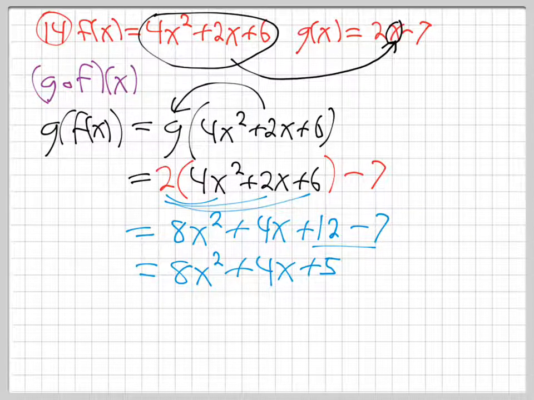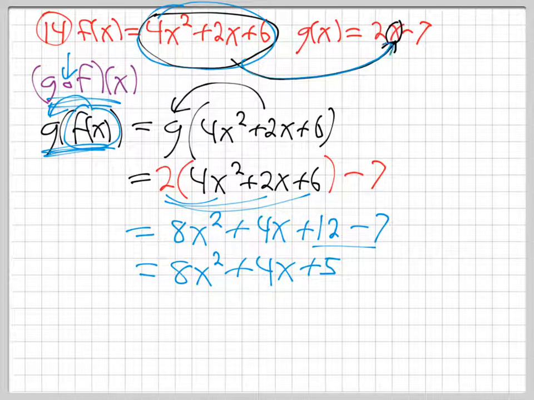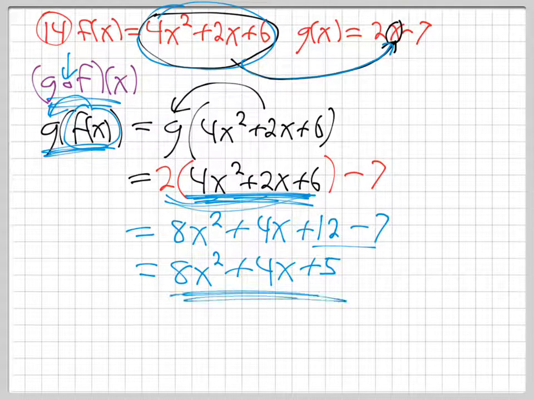So again, what happened there, whenever you got that little circle thing, you put one function inside the other. This means all of f plugged into g. So we plugged all of f into g right there, and then just distributed and gathered like terms.